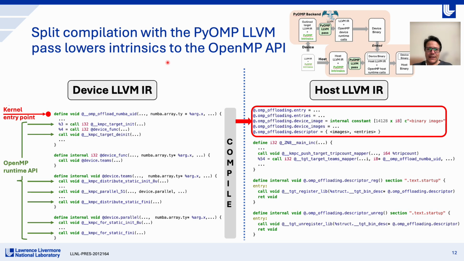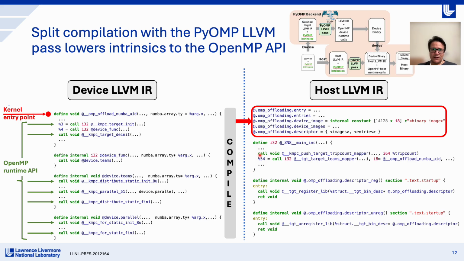With split compilation, PyOMP first builds device LLVM-IR, which is lowered through PyOMP's LLVM pass into executable IR using calls to the OpenMP device runtime for parallel execution, distributing work across teams and threads. The resulting binary image is embedded in the host LLVM-IR, which will lower the target region intrinsics for managing offloading to load and execute from the image.